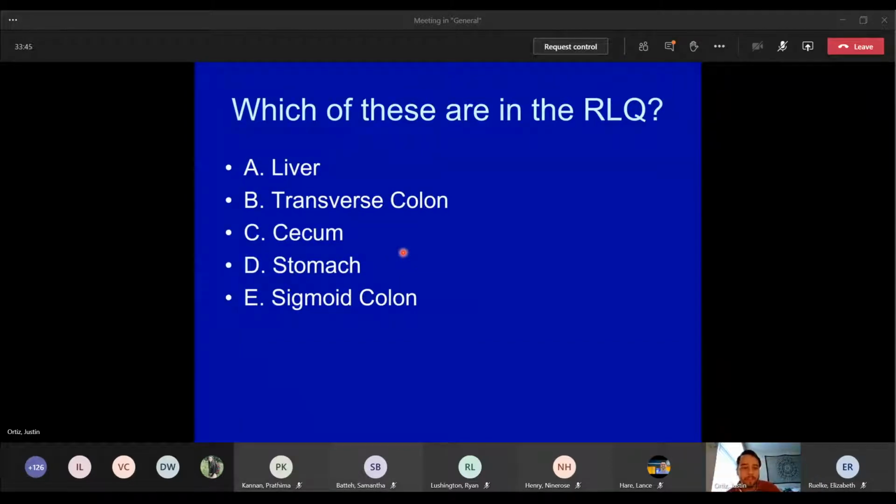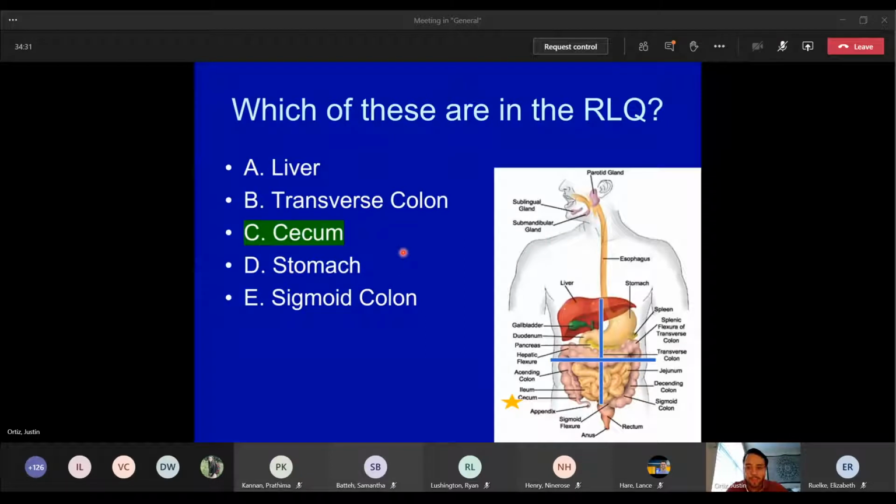Okay, so here comes one of these questions. Which of these are in the right lower quadrant? Is it the liver, the transverse colon, the cecum, the stomach, or the sigmoid colon? Testing your knowledge immediately. I'll give you one more second. Right lower, so. All right, and yeah, you guys were pretty quick. Really good job. It is going to be the cecum, right?